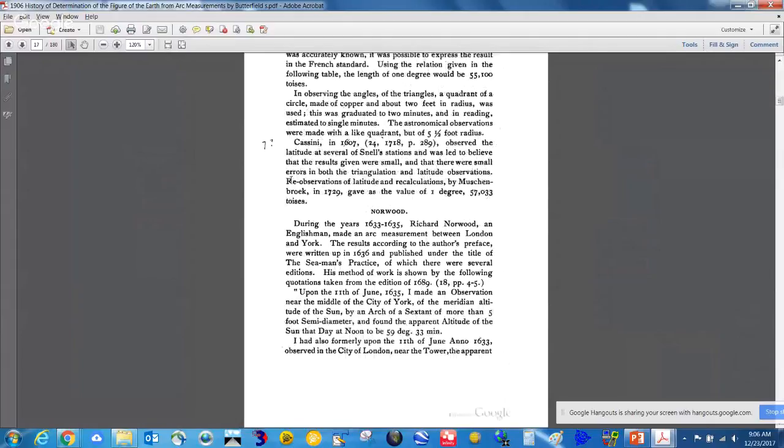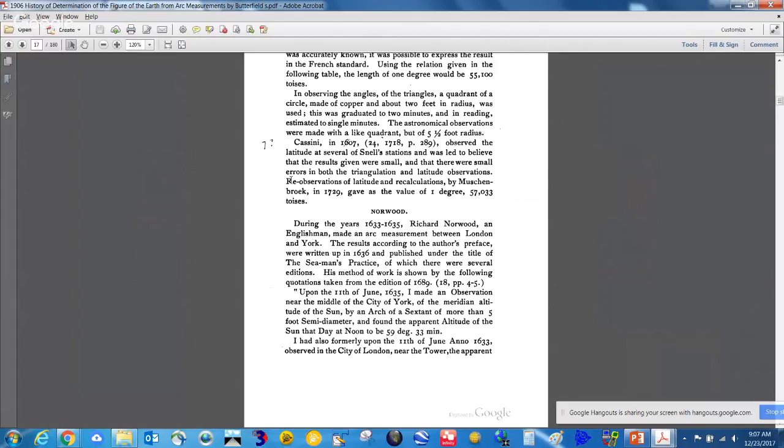During the years 1633 to 1635, Richard Norwood, an Englishman, made an arc measurement between London and York. The results, according to the author's preface, were written up in 1636, titled The Seaman's Practice, of which there were several editions. His method of work is shown by the following quotations taken from the edition of 1689. Quoting, "Upon the 11th of June, 1635, I made an observation near the middle of the city of York, of the meridian altitude of the sun, of a sextant of more than 5 foot semi-diameter, and found the apparent altitude of the sun that day at noon to be 59 degrees, 33 minutes.